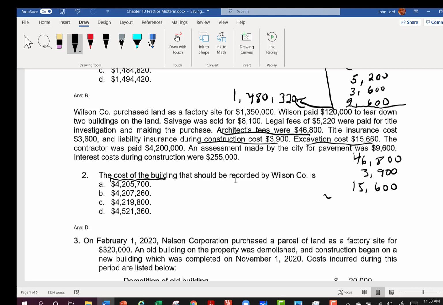Got to pick that up. 4,200,000, right, for the construction contract. And then we picked up the assessment for the pavement. That was part of the cost of the land. Interest cost, and they just go ahead and give us this number. Okay, we have to pick that 255,000 up, although they didn't really show us the tools we would need to calculate the amount of capitalized construction period interest, which we'll start dealing with a couple of those problems here in a second. But yeah, we do need to pick up the interest incurred during the construction, and so we take that 4,521,360.